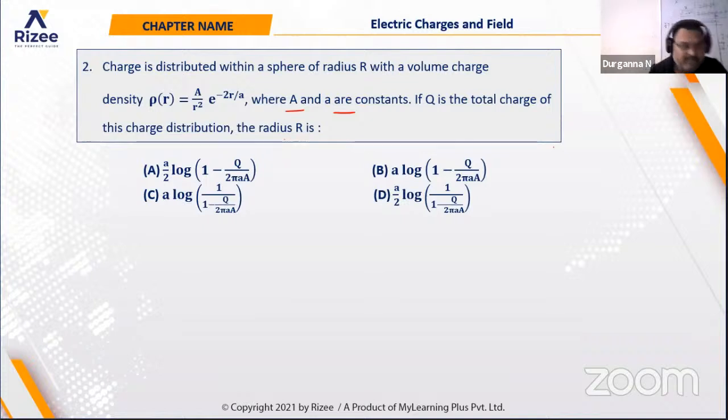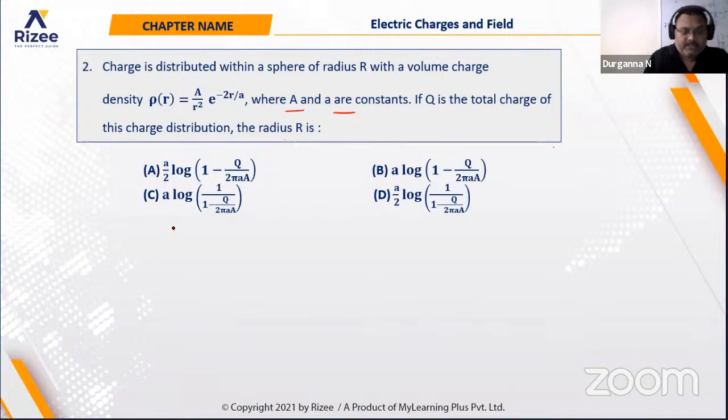So we have got the charge distribution, that is the charge density here, and Q is the total charge of the distribution. Now R is the radius. He is asking, given the volume charge density and the charge distributed, if Q is given, then the radius R is asked. So how to find this radius R? Any ideas?